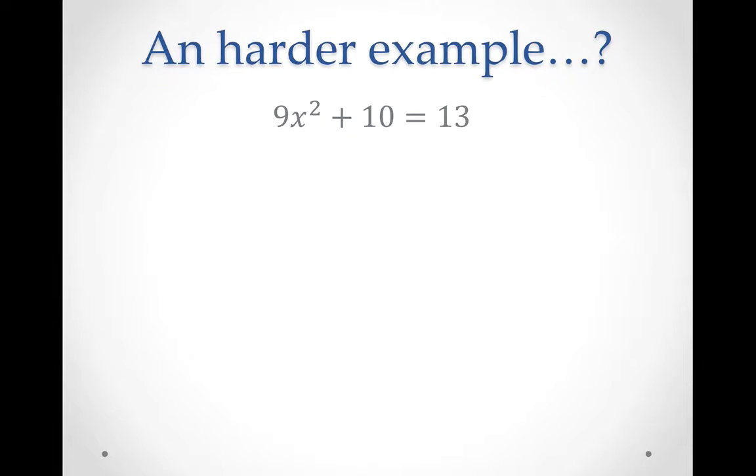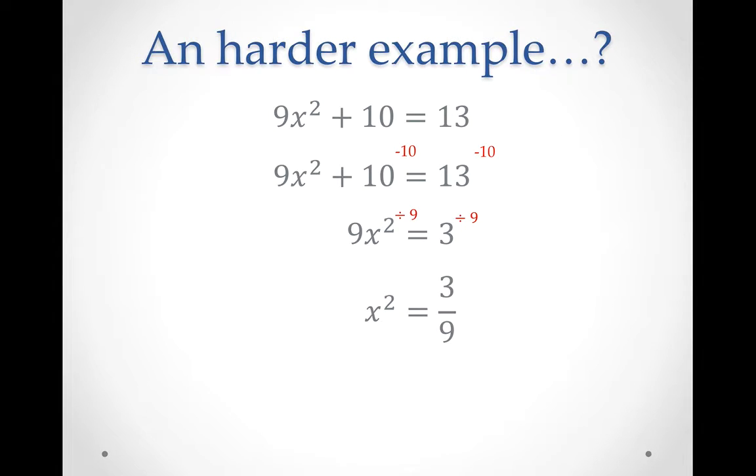So let's look at a harder example. 9x squared plus 10 equals 13. Now, we know that from both sides we want to deal with the 10. Let's get rid of the 10. It's a plus 10, so to do so let's minus 10 from both sides. If we do so, we'd be left with 9x squared equals 3. Now what we need to get rid of next is the 9. So what do we do? We divide both sides of the equation by 9. If we do so, that will disappear on the left hand side, and we're left with x squared equals 3 over 9.